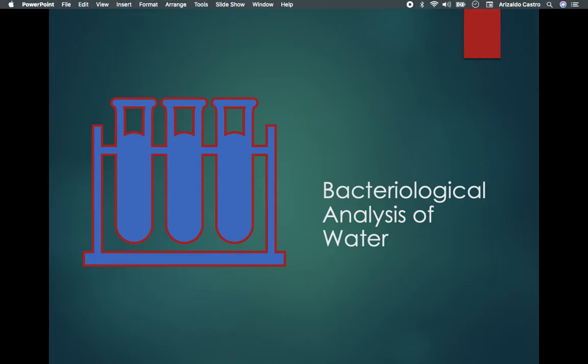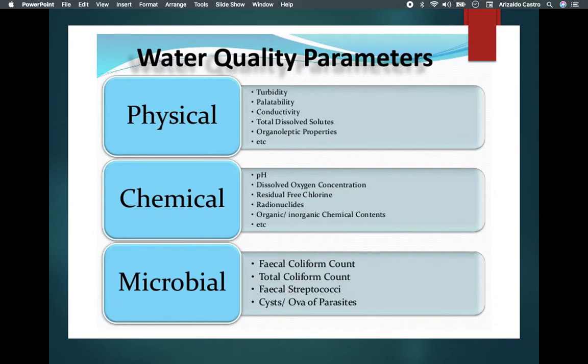No? So a few things that we'll cover for this session. Let's start with water quality parameters. I've discussed how water quality is being tested. There are different parameters, physical, chemical, and microbiological. For the physical parameters, a few are listed here. How turbid the water is, what taste it possesses, how conductive the water is, the total dissolved solutes that are present, and other physical parameters.